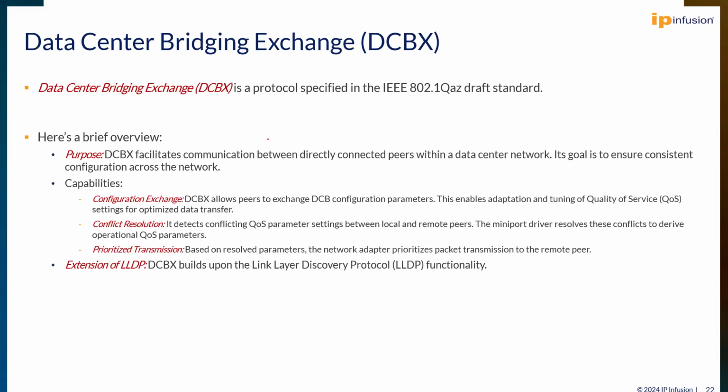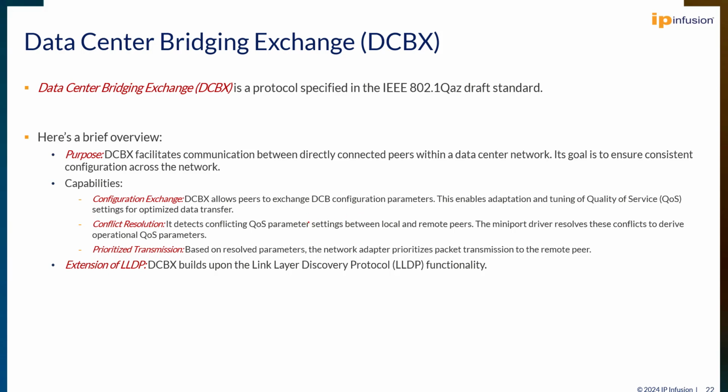And like I said, DCBX, of course, is the protocol to negotiate these values. So the configuration is going to be exchanged, and also the conflict resolution is going to be done between the devices using this one. And you should know that DCBX, like I said, is an extension of LLDP. As a matter of fact, we have specific TLVs, type, length, and values, which are used for this kind of negotiation in our network. So that's an overview of data center bridging.